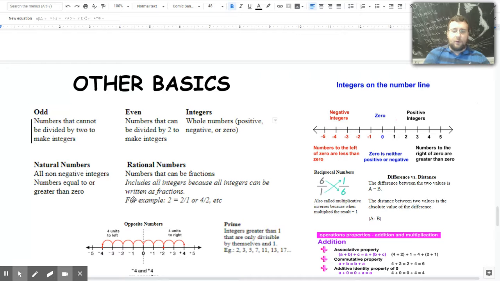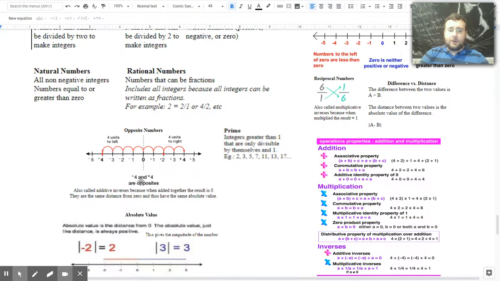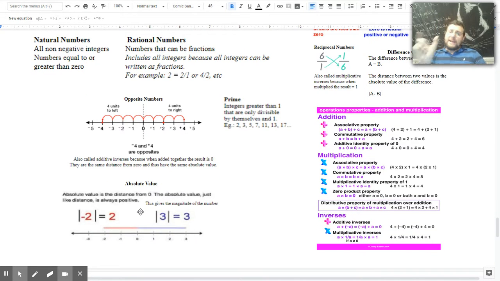So that's pretty straightforward. An opposite number is the same number, but on the opposite side. They're also called additive inverses because you can put them together and actually make 0. So 4 plus negative 4 will give you 0, right? They're the same distance from 0. That's why that happens.